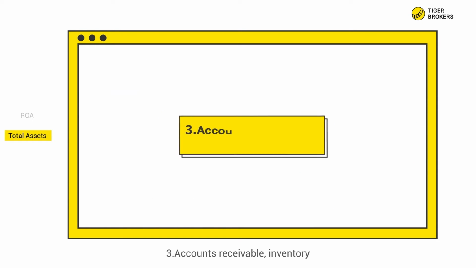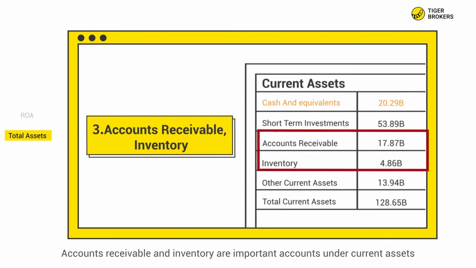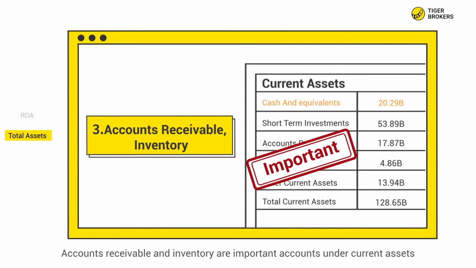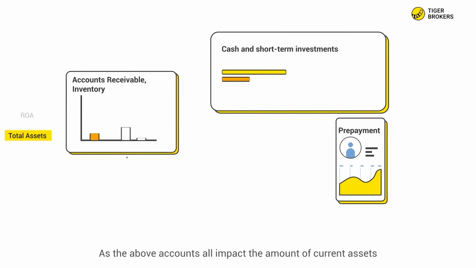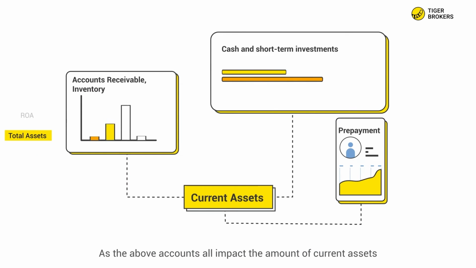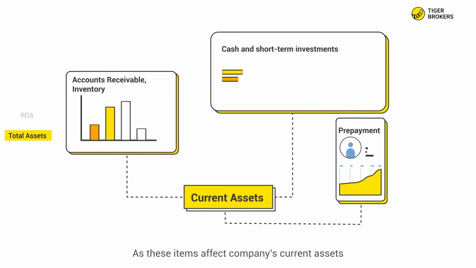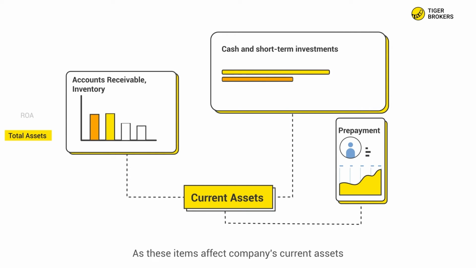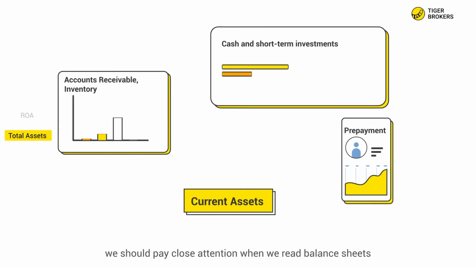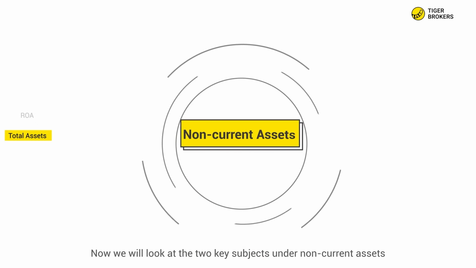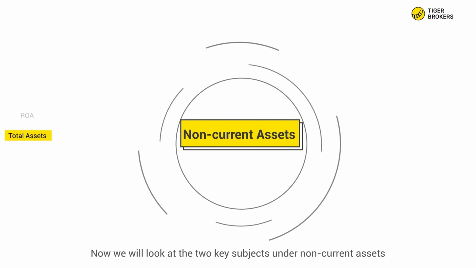3. Accounts receivable, inventory. Accounts receivable and inventory are important accounts under current assets. We have covered them in the previous session, so we won't go over that info again here. As the above accounts all impact the amount of current assets, we should pay close attention to them when we read the balance sheet. Now, we will look at the 2 key subjects under non-current assets.